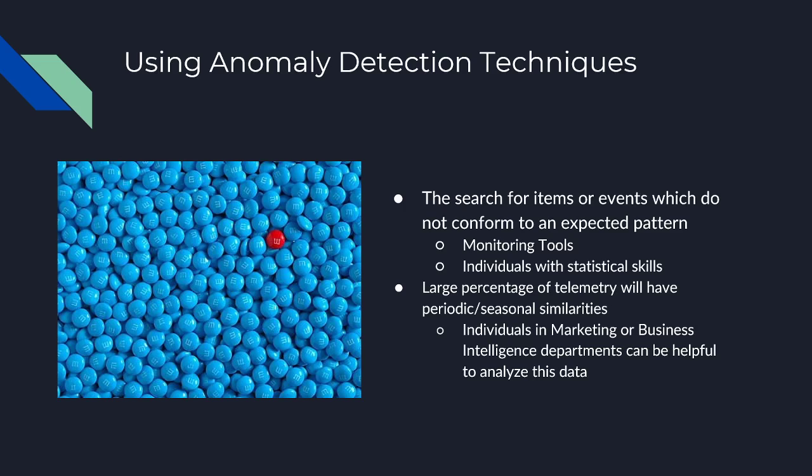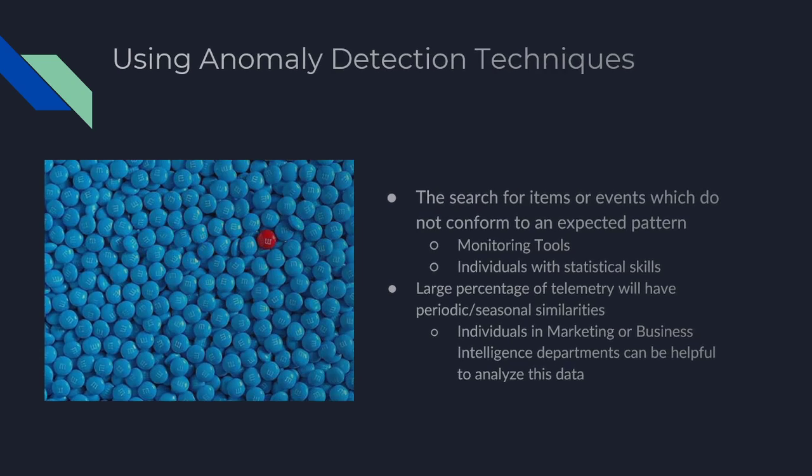It's expected that a large percentage of telemetry regarding user data will have periodic seasonal similarities. Things such as web traffic, retail transactions, movie streaming, and many other user behaviors have very regular patterns. This allows us to see situations that vary from what is normal. Because of the usefulness of the techniques that we'll discuss in the next slide, we'll want to seek out people in the marketing or business intelligence departments with the skills to analyze the data. So on to the next slide, where we're going to look at some examples of the techniques.